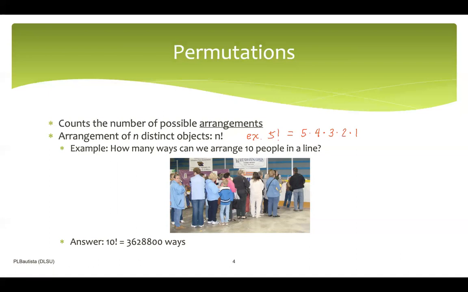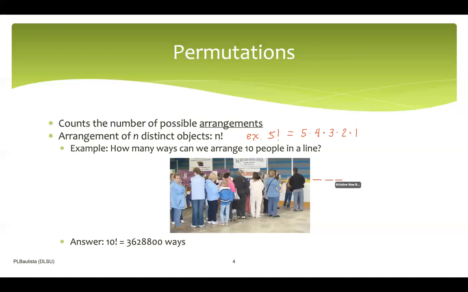So in this example, how many ways can we arrange 10 people in a line? So you have 10 people, how many ways can you arrange them in one line? Since this is the arrangement of 10 people, then the answer is just 10 factorial or 3,628,800 ways. Okay.